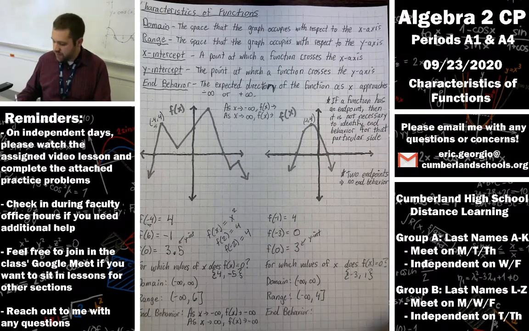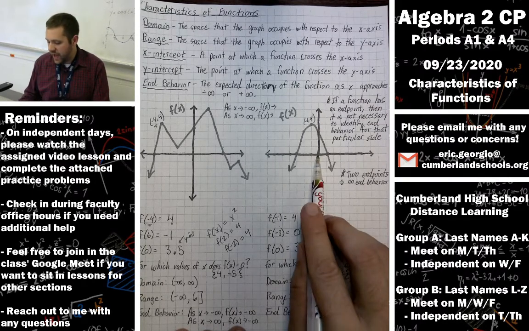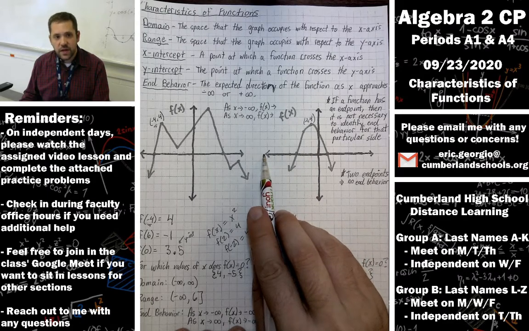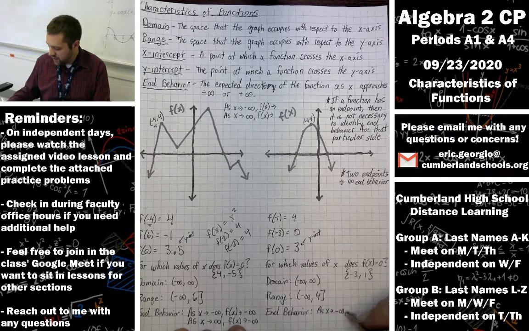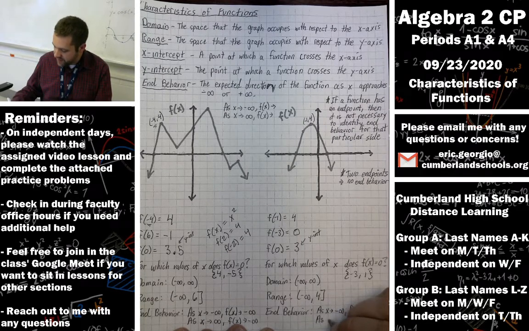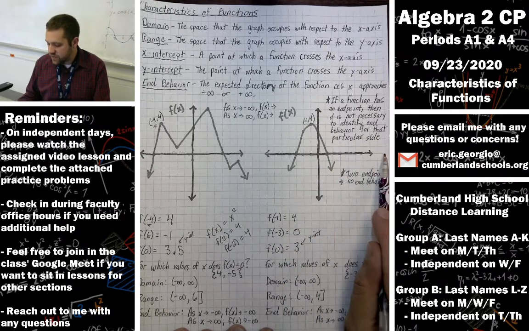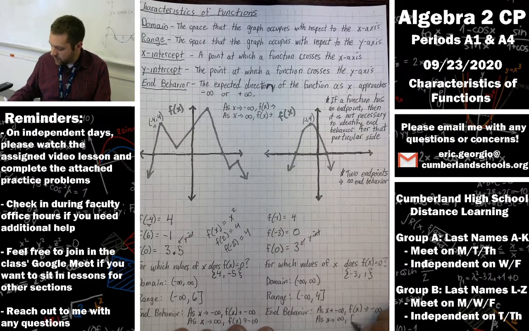And for my end behavior, once more, I would say as x approaches negative infinity, meaning as we continue to the left forever, what are we expecting our function to do? Well, our function is decreasing. It's going down to the left. So I would say the function f of x approaches negative infinity. And on the other side, as x approaches positive infinity, that means as our x-coordinates continue to get larger, what is our function doing? It is, just like the previous one, going down again.